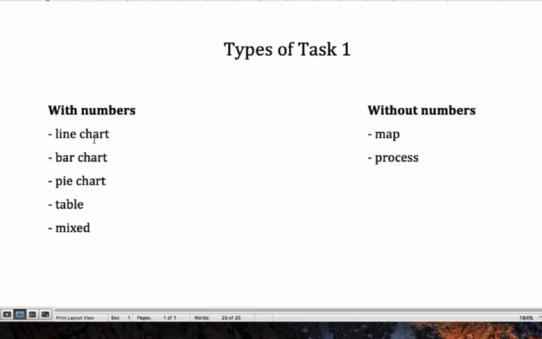With numbers: line charts, bar charts, pie charts, table, and then sometimes they mix, they have a line chart and a pie chart or something like that. Often quite difficult that. Without numbers: map and process. So today we're going to start with line charts. We're going to do a lot of work with line charts, not only this video but many other videos, because we can learn some skills that we will use in the other charts.